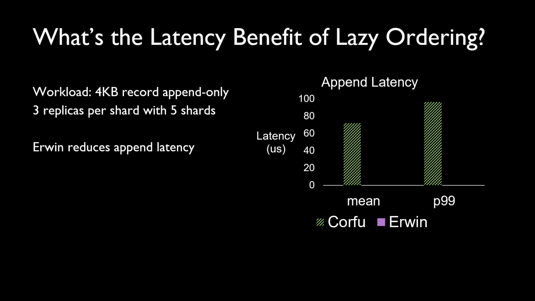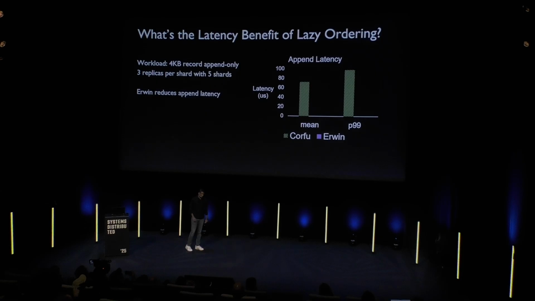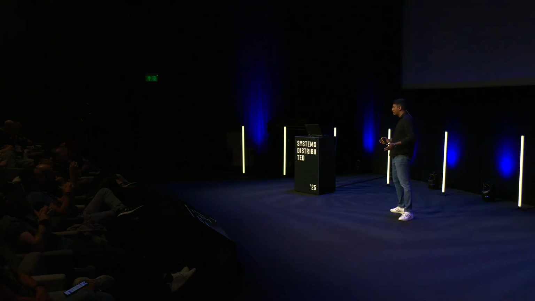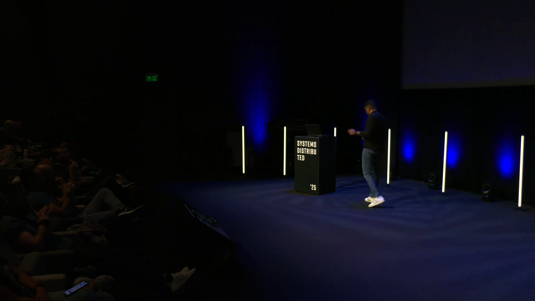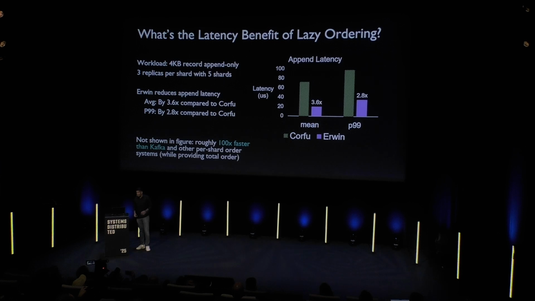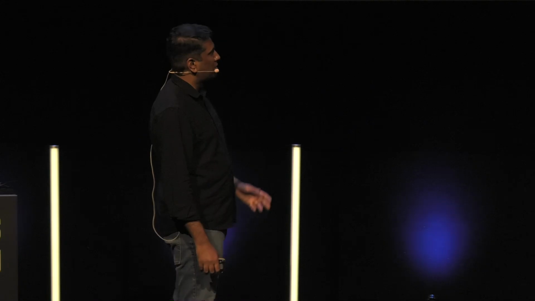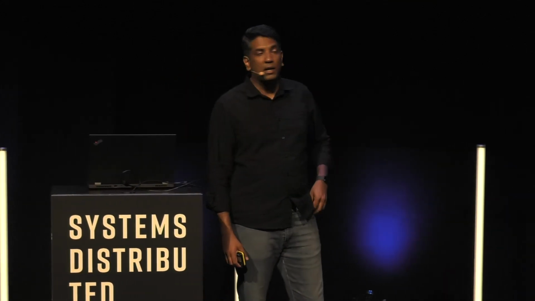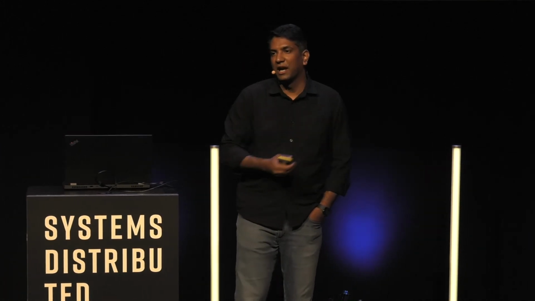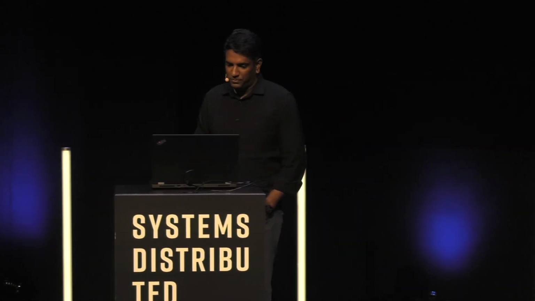Corfu is about 60 microseconds. We gave all the implementation benefits to Corfu: we use kernel bypass, we use RDMA, and all sorts of implementation tricks to make Corfu faster. This is our baseline. And Erwin, even after giving all of these good implementation tricks to Corfu, reduced the append latency by 3.6x, and we also reduced the P99. I have not even shown Kafka because it is impossible to show here. It's like 100x faster, and we provide total order.